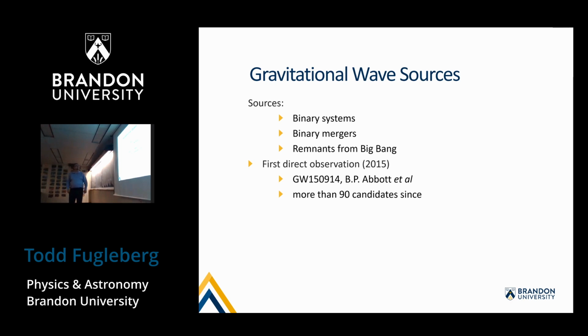There are remnant waves predicted from the Big Bang, which we don't have the capability to detect right now. So the first direct observation was in 2015, 100 years after Einstein's, well, actually 99 years after Einstein first predicted them. Gravitational wave source 150914. This was B. P. Abbott and then a whole bunch of names from the collaboration listed after him. And there have been more than 90 candidates observed since.